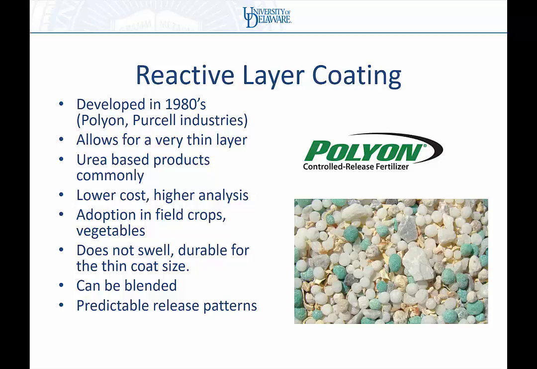Well, the game changer for those of you in agronomy has been the reactive layer coating. This is where they take two monomers as liquids, and as the prills are rotating in the drum, they spray them on, and as they're spraying on, they react to form that polyurethane shell. By spraying them on and reacting right over top of the granule, they're able to develop a really thin and strong layer. So this has brought the cost down to where it's more reasonable to use for field crop use.